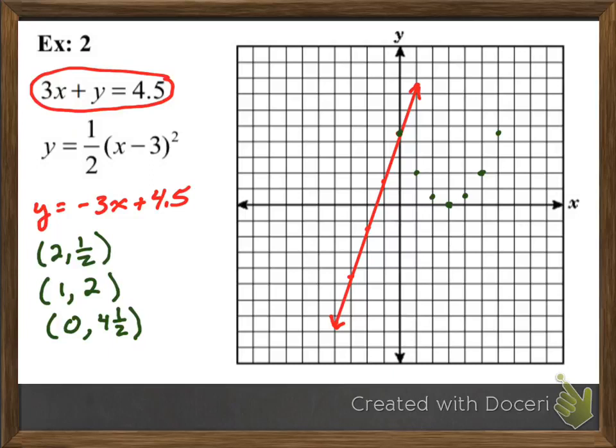Well, this is a situation where your graph looks like it's going to have one solution. And that is actually the case. There is only one solution to this. This line will continue going up, but it is never going to intersect this curve over here.